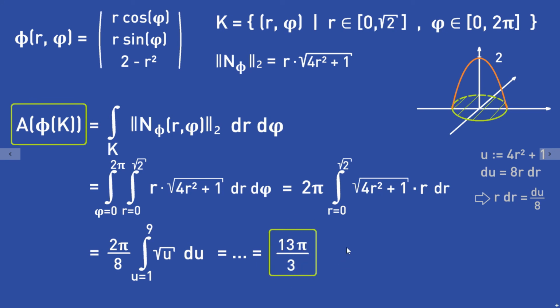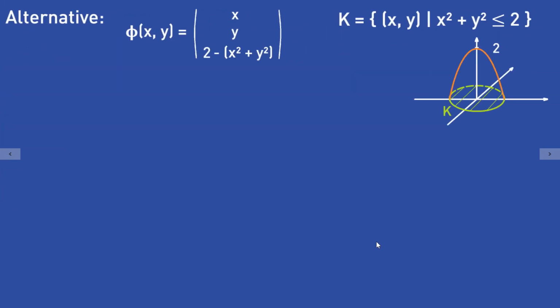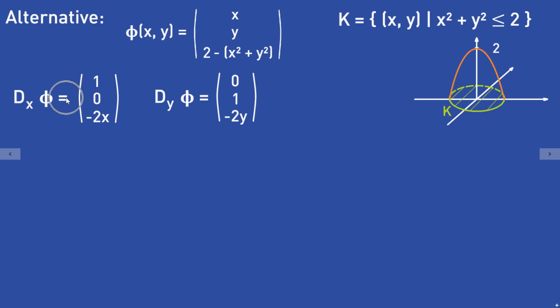At the end of this video, I want to note something. I want to show you what happens when you do this change in variables not in the beginning, but later on. So let's assume you continue to use that parametrization of a paraboloid here. Phi of x, y is equal to (x, y, 2 minus x squared plus y squared). And k looks like this here again. Now you have to calculate the derivatives of phi with respect to x and y, which we have done here and there.